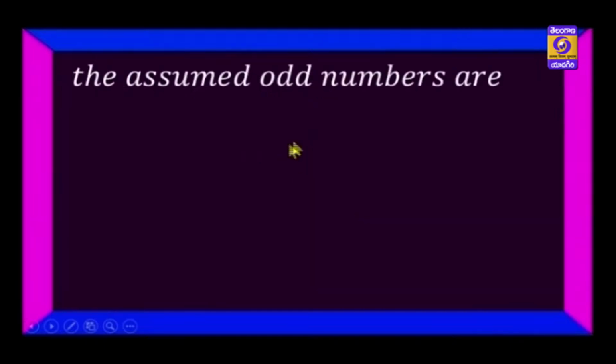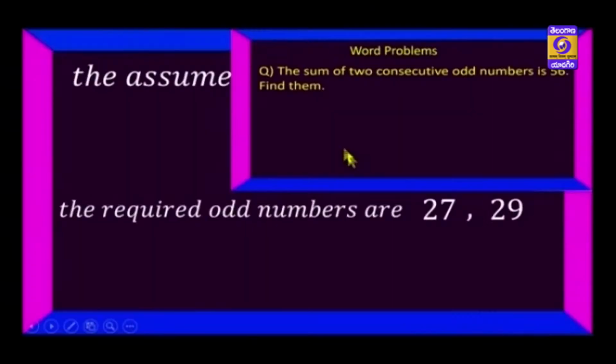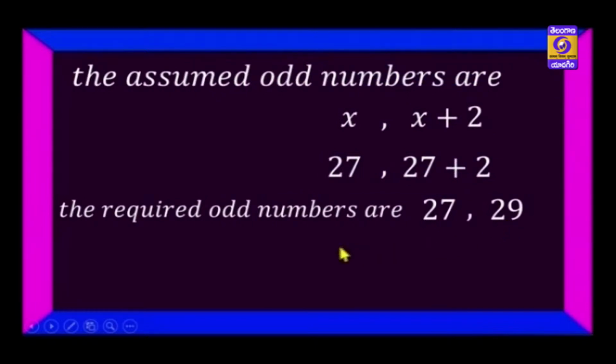And the assumed odd numbers are x and x plus 2, and we got x as 27, then its next odd number will be 27 plus 2, thus the required odd numbers are 27 and 29. These are the two consecutive odd numbers we are searching to find. Now we have to verify our result, and you remember in the question it is given that the sum of two consecutive odd numbers is 56. So let us verify whether the sum of these two odd numbers is 56 or not.